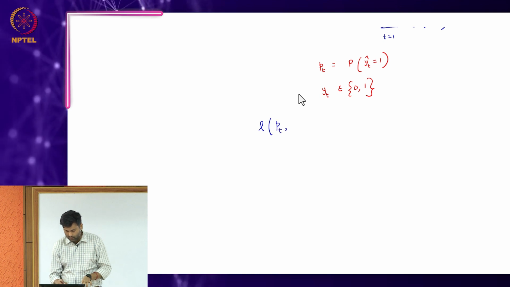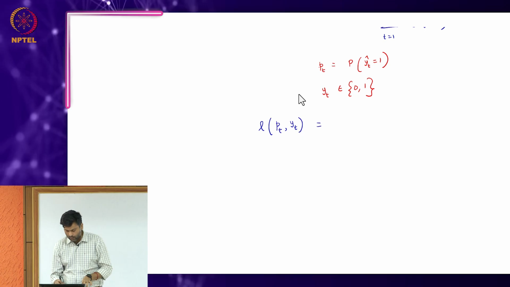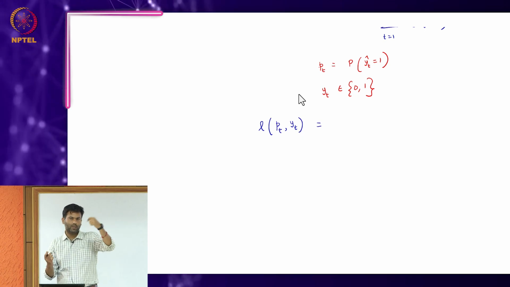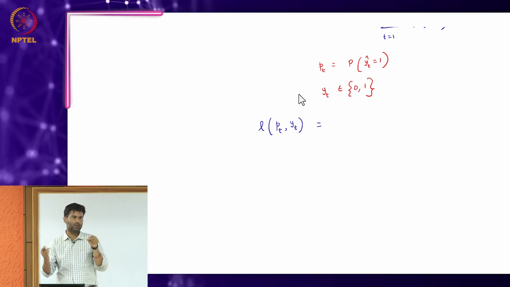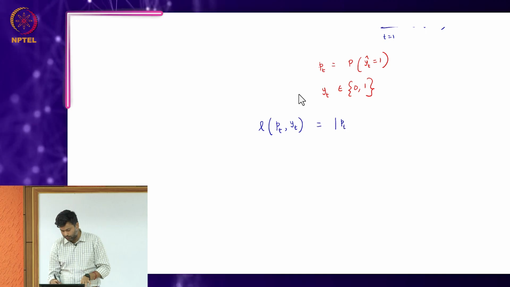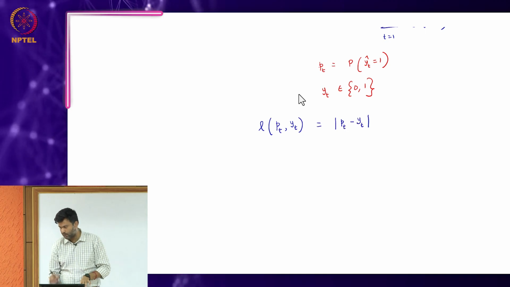Now I define the loss L of pt comma yt. I am just calling it loss. I am defining a function which takes in the probability with which I will invest and the actual answer, and then it will measure this quantity: the absolute value of pt minus yt.